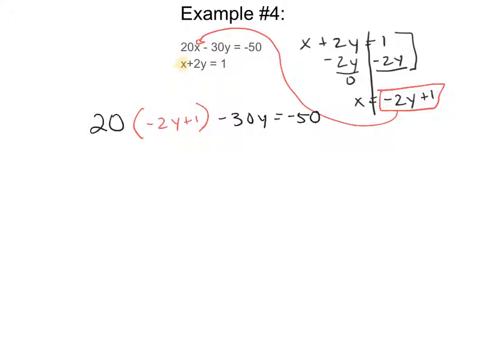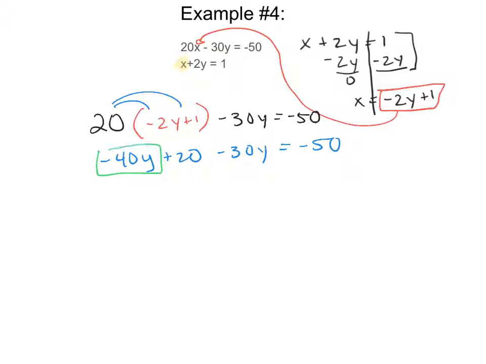So you can almost see how this is similar to elimination in that you're trying to solve for a variable so that you only have one variable in your equation, because we can't really solve an equation if there's two variables in it. All right, so we're going to distribute our 20. That would give us a negative 40y plus 20 minus 30y equals negative 50. Let's look for our like terms. I have negative 40y and negative 30y. So let's put those together. Give me a negative 70y plus 20 is negative 50.